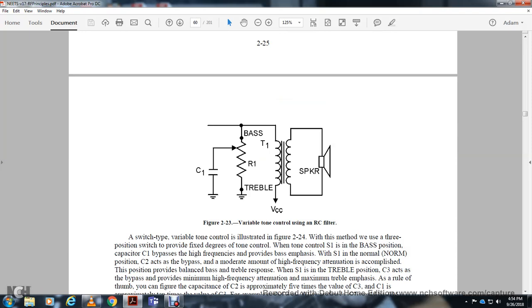This shows the variable tone control within the RC filter: the capacitor, resistor 1, the adjustable resistor, and the capacitor treble, with a transformer and speaker.